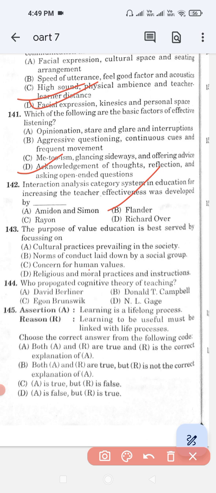Now question number 143. The purpose of value education is best served by focusing on. Option A, cultural practices prevailing in the society. Option B, norms of conduct laid down by a social group. Option C, concern for human values. Option D, religious and moral practices and instructions. So which one is the correct answer? The correct answer is option C, concern for human values.